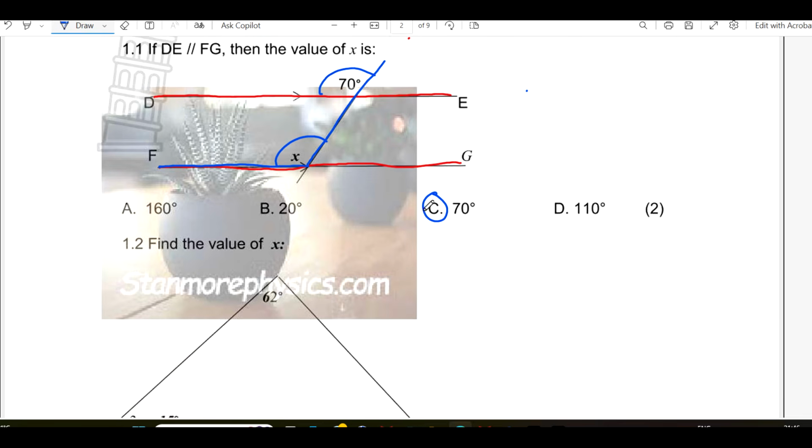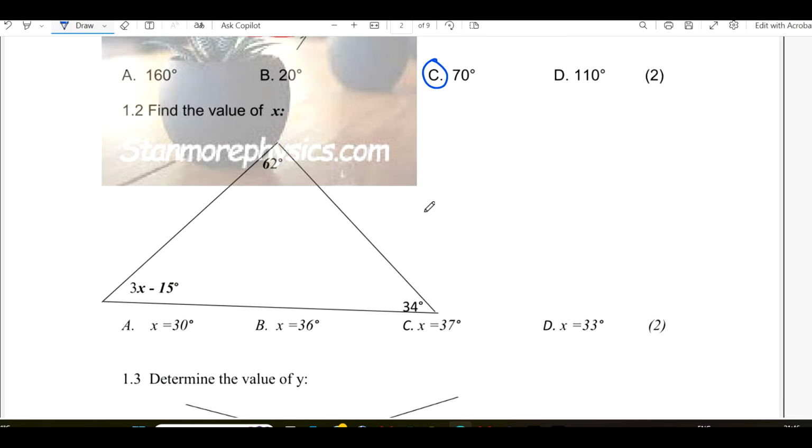Okay, let's proceed to 1.2. Find the value of X, guys, and we already know that the sum of interior angles inside a triangle adds up to 180 degrees. That's what we are going to do. So it's going to be 62 degrees plus 3x minus 15x plus 34 degrees adds up to 180 degrees.